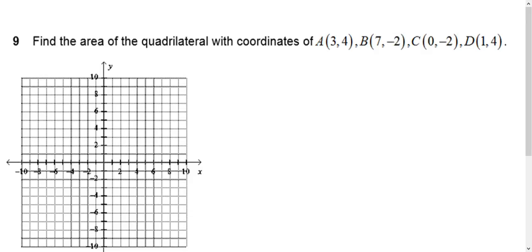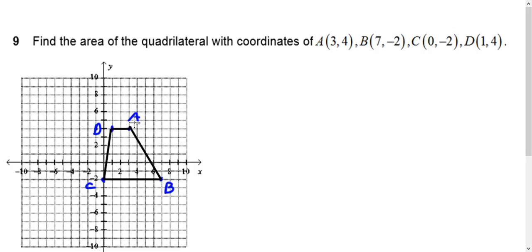So here we've got 4 points for a quadrilateral. So we'll go 3, 4, that's A, 7, -2, 0, -2, and 1, 4. So if we connect that, we've got this flat side right there, and the flat side at the top.